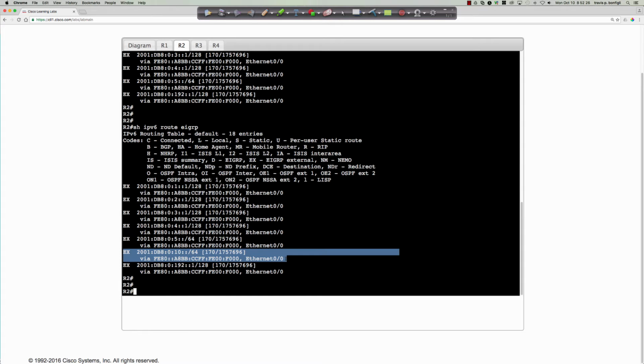All right, so that information shows up now. Now that we've completed the redistribution of both IPv4 and IPv6 from OSPF into EIGRP, what we're going to be doing now is just the opposite. We're going to be redistributing from EIGRP into OSPF. So let's jump back onto router 1.